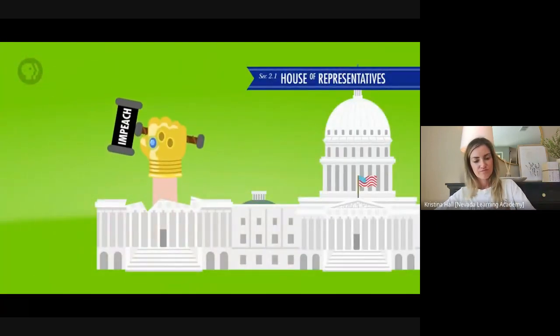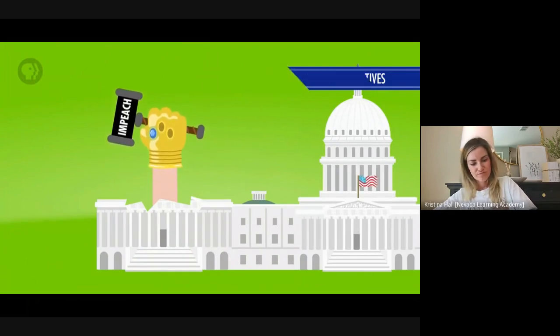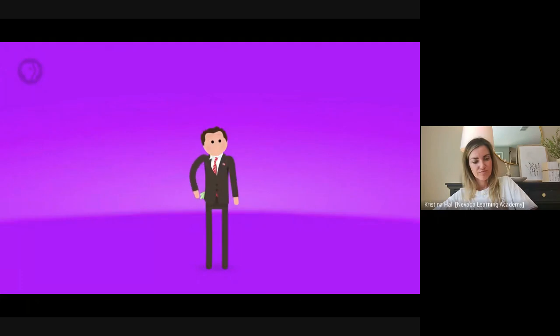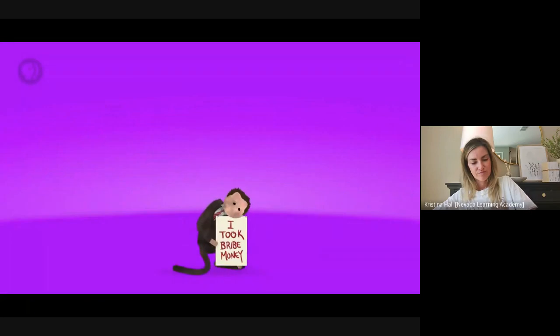This can be confusing because people tend to think that impeaching means kicking the official out of office, but it doesn't. The House impeaches an official by deciding that that person has done something bad enough to bring him to trial. An impeachment is like a criminal indictment. Once the official is impeached, a trial happens in the Senate.